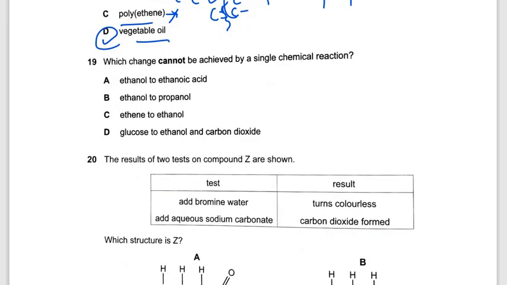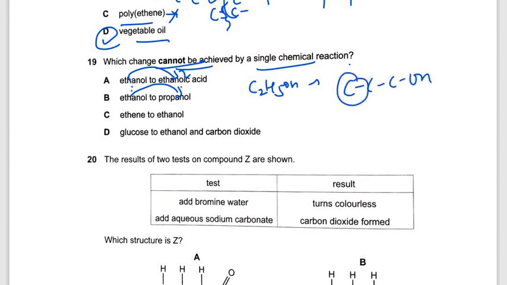Now question number 19. If you look, which change cannot be achieved by a single chemical reaction? Cannot be achieved. So okay, single chemical reaction means what? It can happen, you know, in just one step. Like if you go from ethanol to ethanoic acid, there are just two carbons, you have two carbons now, oxidation. If you go from ethanol to propanol, now see, ethanol is what? C2H5OH, and propanol, prop means 3 carbons, right? So this is OH. So you require an extra carbon, which is not possible in one step.